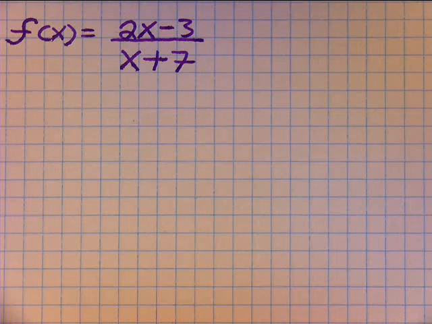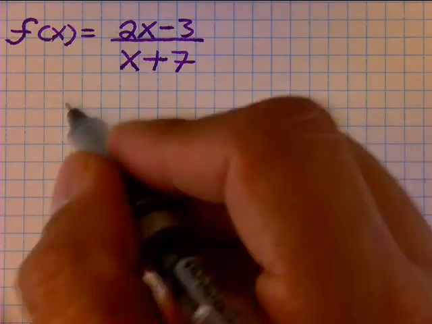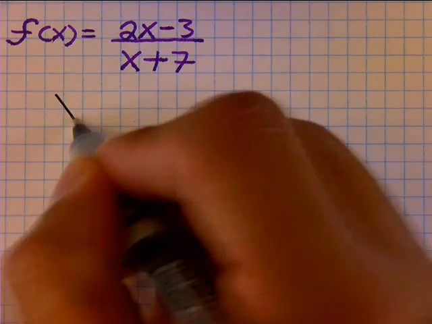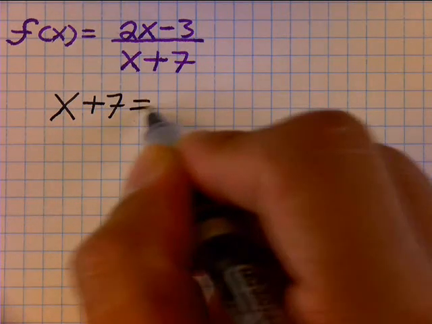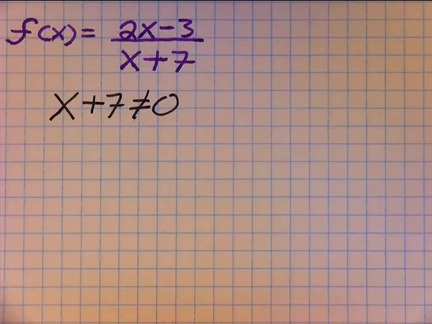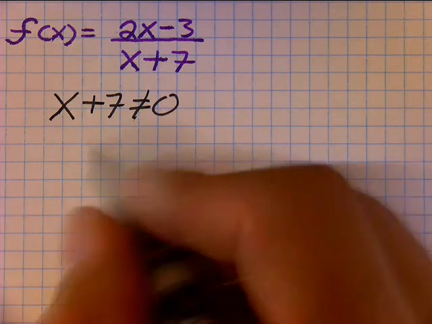f of x equals 2x minus 3 divided by x plus 7 is called a rational function. Now, a rational function will have a vertical asymptote anytime that the denominator can be set equal to 0. For instance, when we were studying the domain of this function, we knew that x plus 7 could not equal 0 because dividing by 0 is not defined.